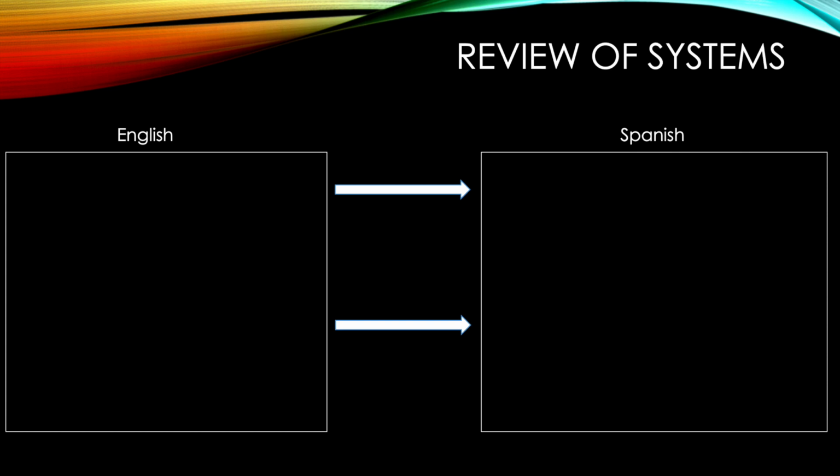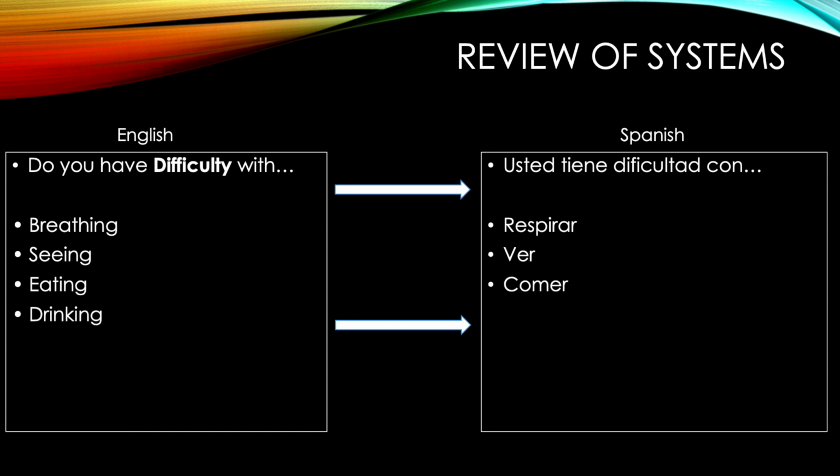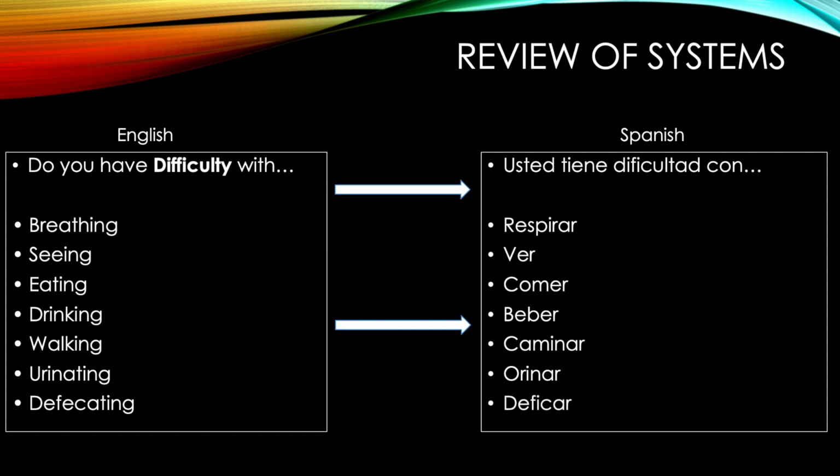And like I said before, we also want to know if the patient's having difficulty doing certain bodily functions such as breathing, seeing, eating, etc. So just generally, we're going to do the same thing here, kind of like what we did with le duele su, and we're going to ask, ¿Usted tiene dificultad con, which means do you have difficulty with? If you wish to say breathing, respirar, seeing, ver, eating, comer, drinking, beber, walking, caminar, urinating, orinar, or defecating, defecar.